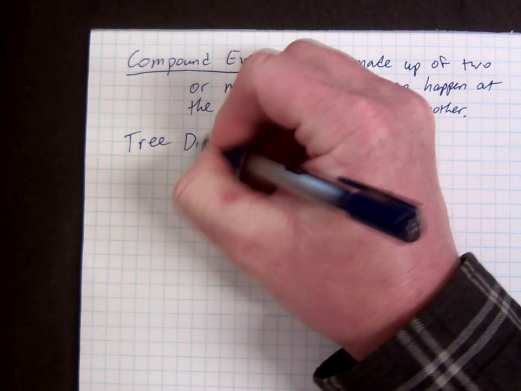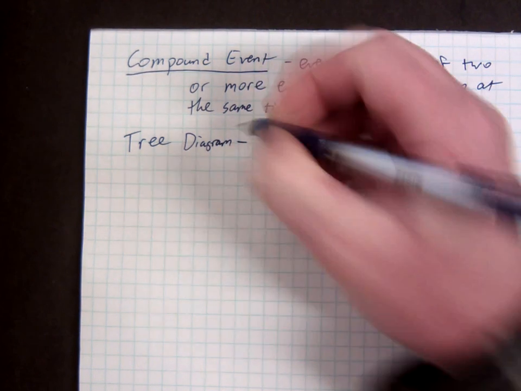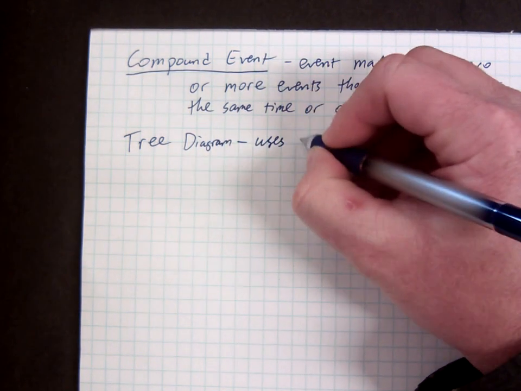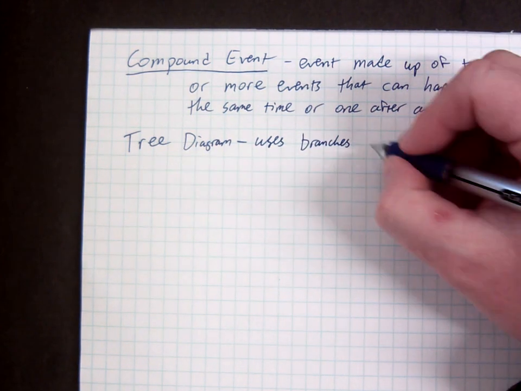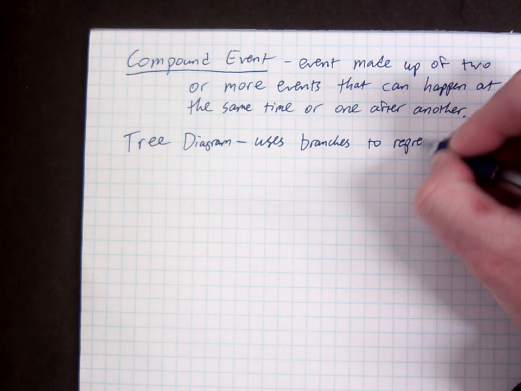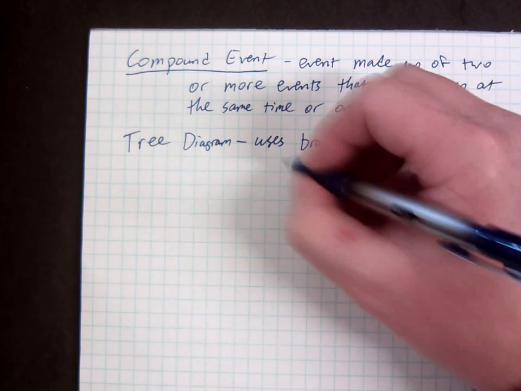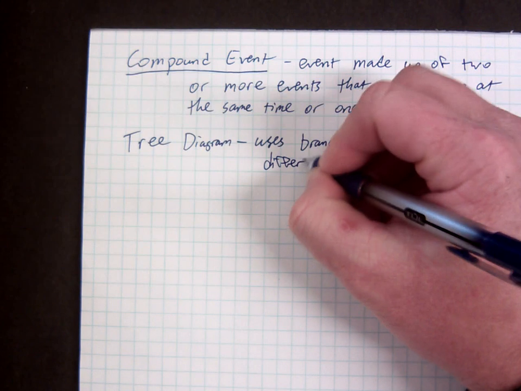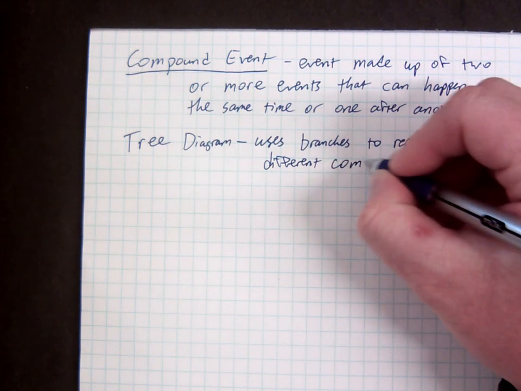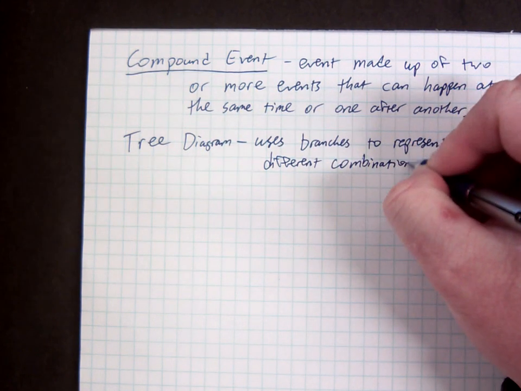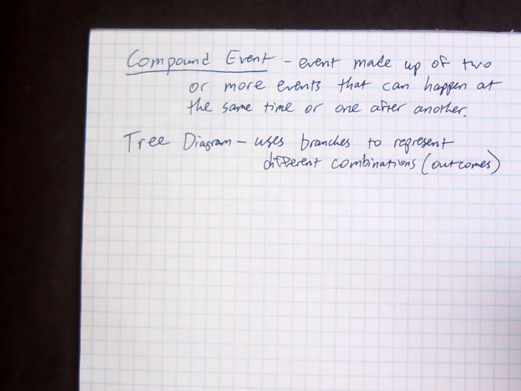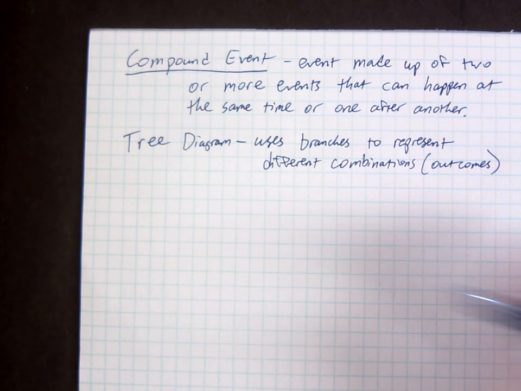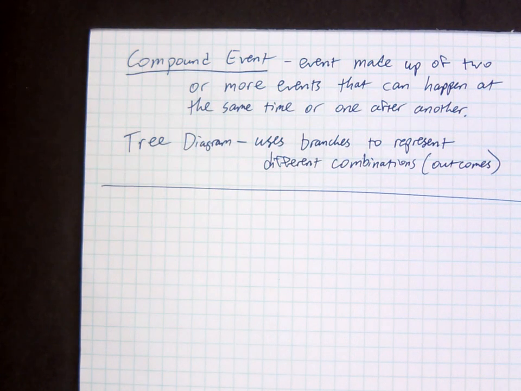A tree diagram uses branches, as you might expect, to represent different combinations or outcomes. Earlier this year, we learned to make factor trees. These are going to look somewhat similar. I think you will get the hang of it pretty quickly.